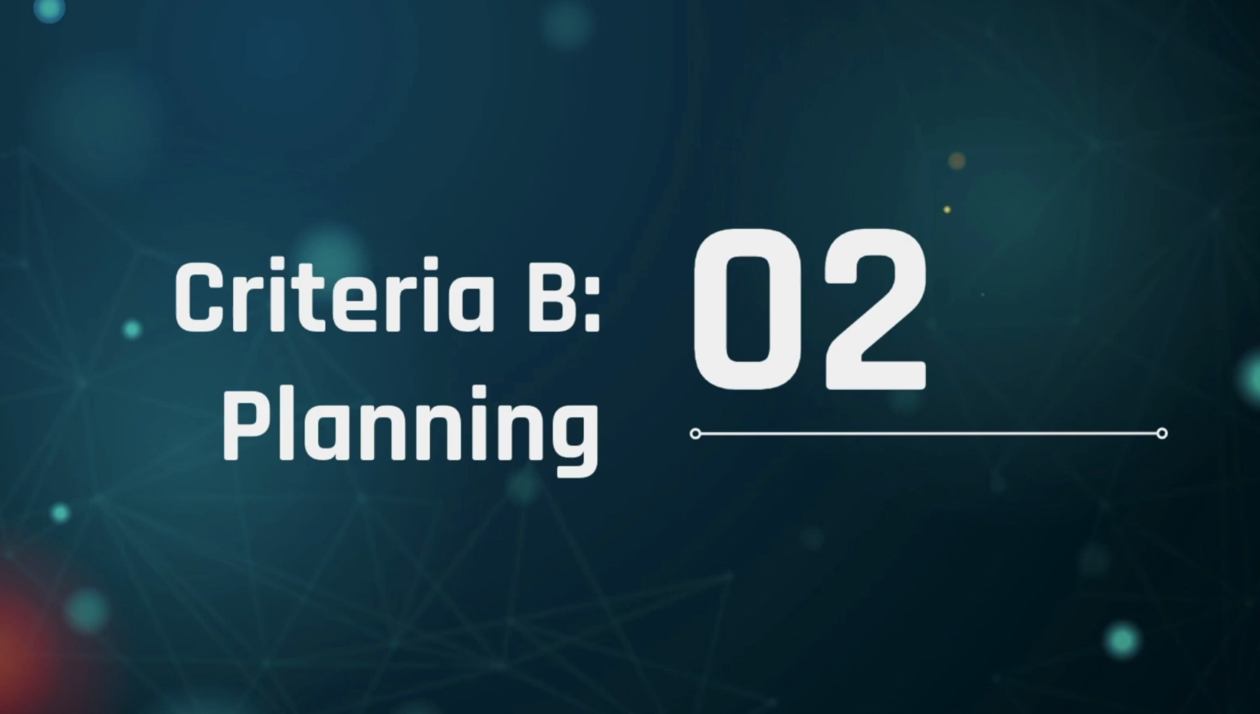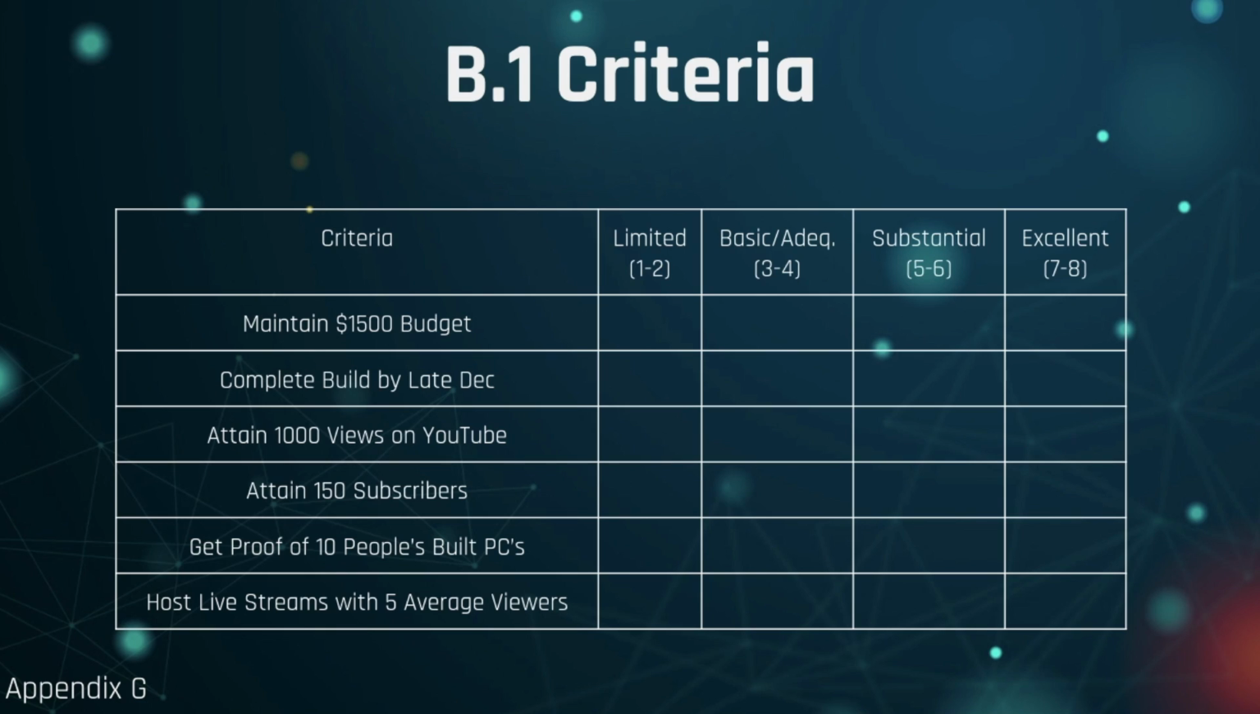Now let's take a look at criteria B, the planning stage, in which I go over the criteria I set for myself, as well as the development plan and self-management skills I demonstrated. Starting off with the criteria. I'm sure that the criteria I create is quite challenging, however, not challenging enough to the point where the goals are entirely out of reach.